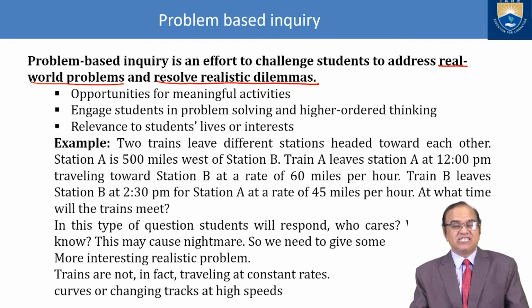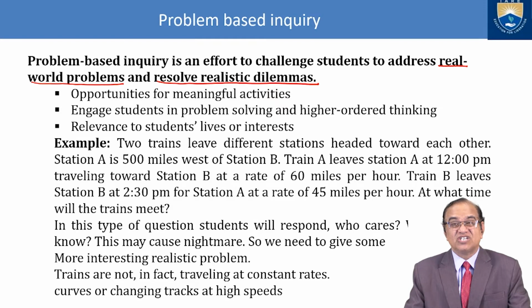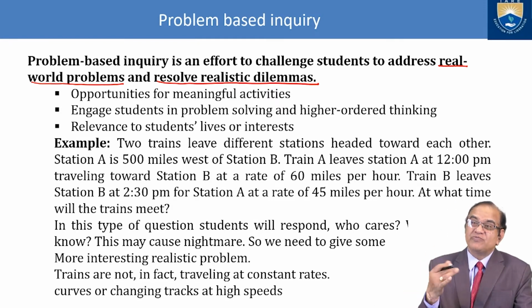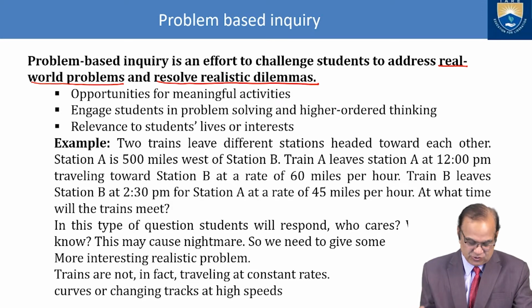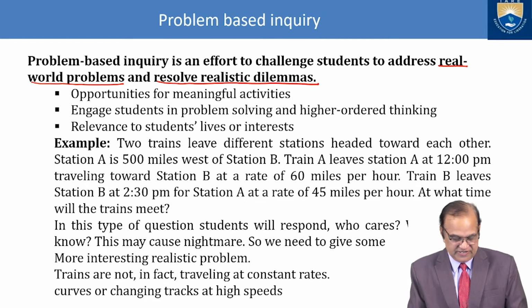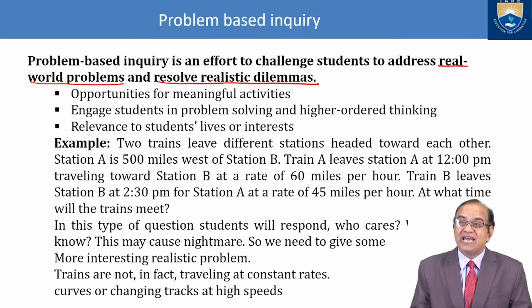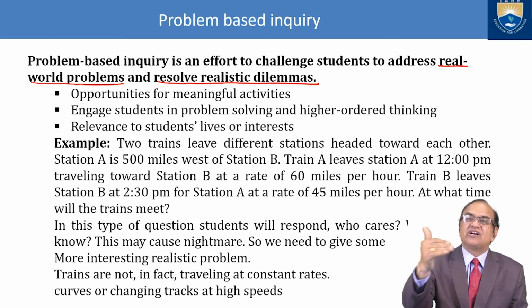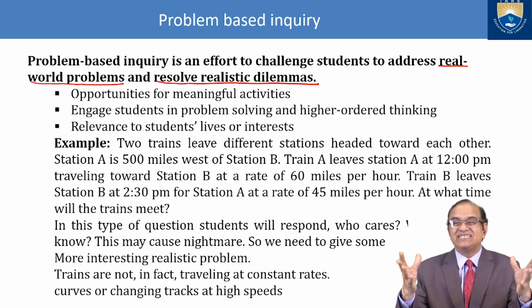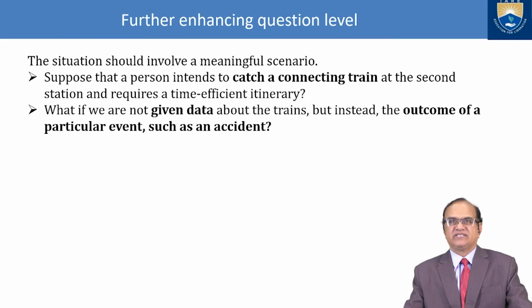So what can we do in this? Trains are not in fact traveling at a constant rate. So here we have to make some alteration in this problem so that students will take interest. Trains are not in fact traveling at a constant rate, and cars are changing track at high speed. So we can put in some problem: if the tracks are not straight, they are curved and the trains are changing tracks, what will happen? Like this we can increase the complexity.